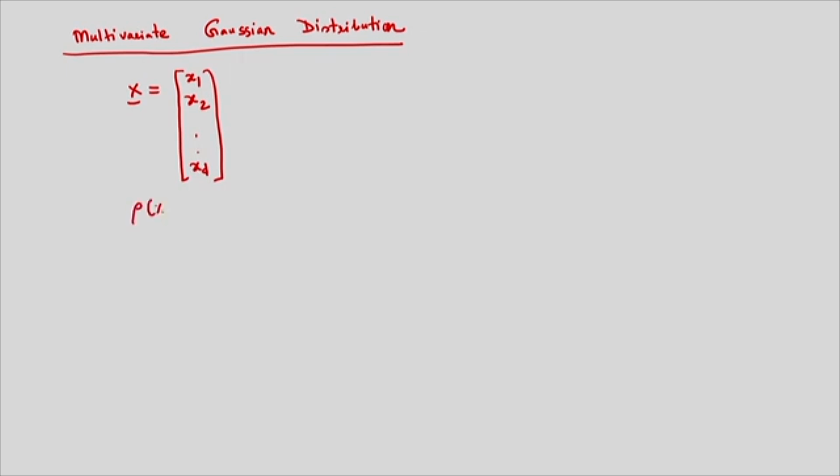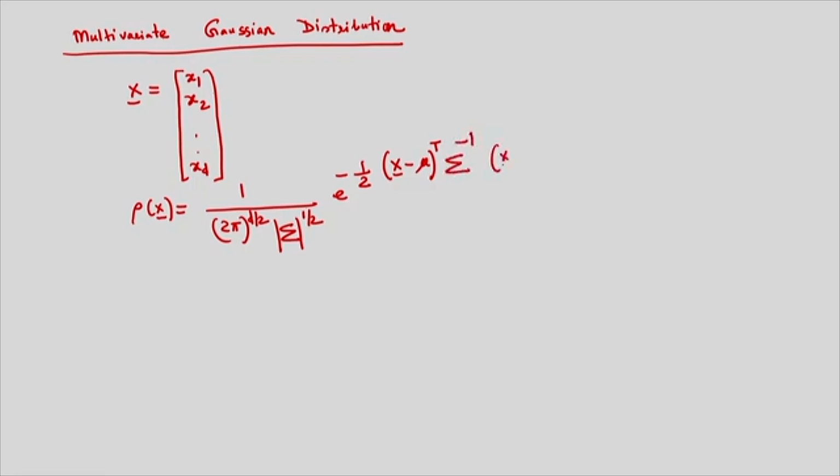Now this density, that is the multivariate Gaussian density, I can write like this: (2π)^(d/2), where d is the dimension of the vector x. This sigma is called the covariance matrix, and I am taking the determinant of the covariance matrix. So it is 1 by 2, (x minus mu) transpose, sigma inverse, (x minus mu). Mu is also a vector. This is a mean vector.